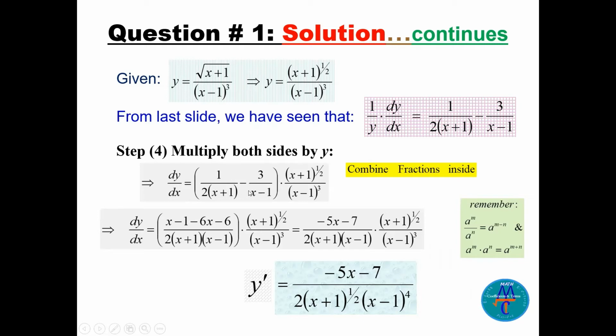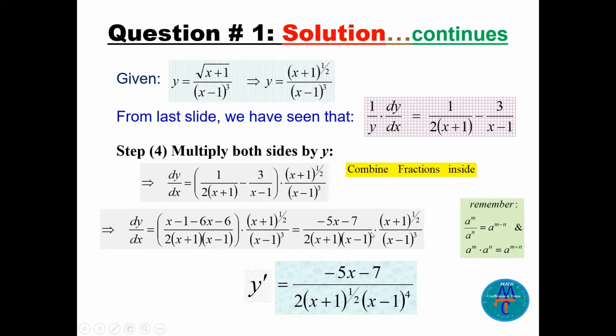Now we combine inside here the LCD 2, x plus 1, x minus 1. So you multiply here up and down by x minus 1. Here multiply up and down by 2 times x plus 1. So when you simplify that in the bracket, you get minus 5 minus 7 over 2 x plus 1, x minus 1. Remember here, this is the y value, the function itself here, x plus 1 to the power half, x minus 1 to the power 3. See, we have x minus 1 in the denominator. We add the power here.